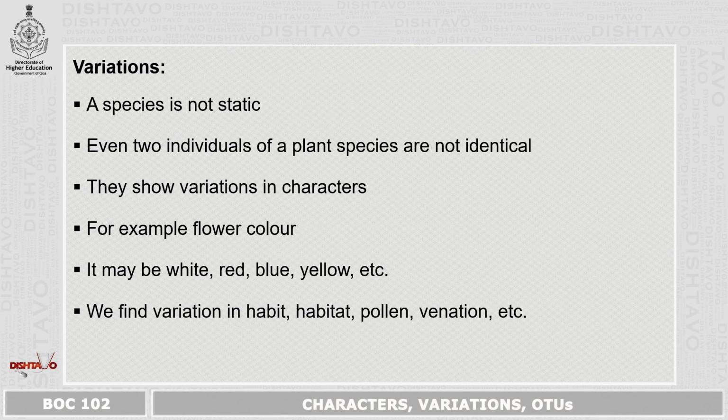Now we will try to learn about variations. We have learnt about characters. Now come to variations. A species is not static. Even if you take two individuals of a species, they are variable. At least some characters will be different from each other. So you will find there will always be variation in characters. For example, flower color. It may be white, it may be red, blue, yellow, etc. We find variation in habit, habitat, pollen features, venation type. Also we will find different variation.